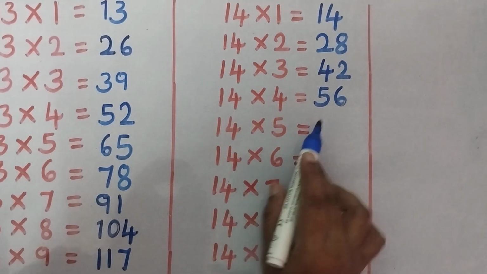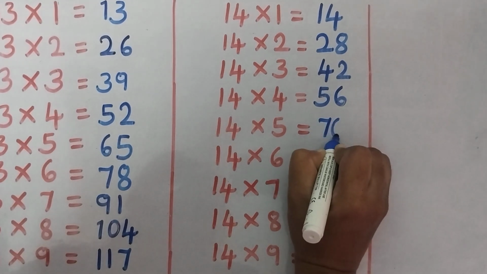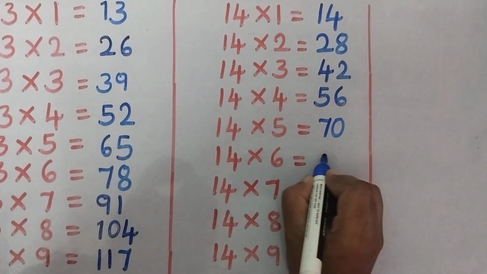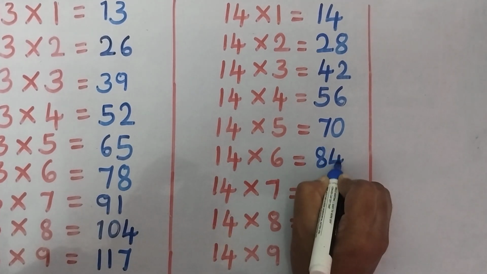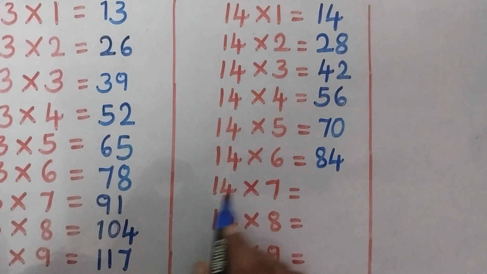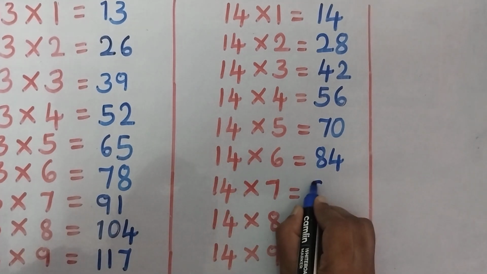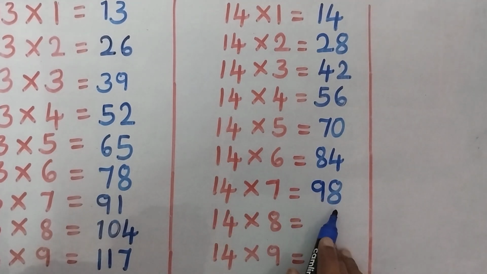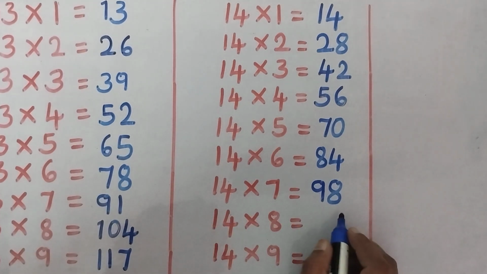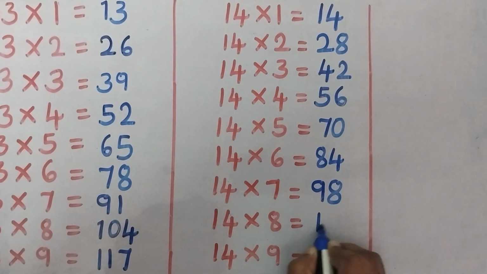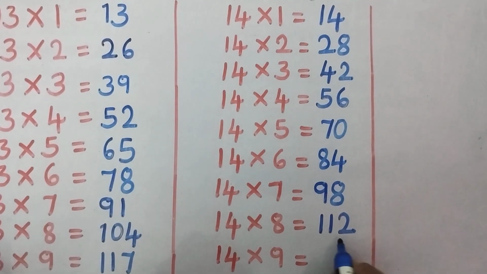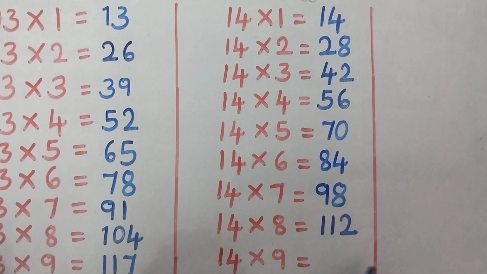14 into 5 is equal to 70. 14 fives are 70. 14 into 6 is equal to 84. 14 sixes are 84. 14 into 7 is equal to 98. 14 sevens are 98. 14 into 8 is equal to 112. 14 eights are 112.